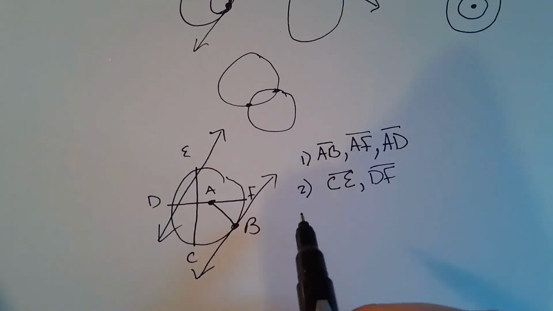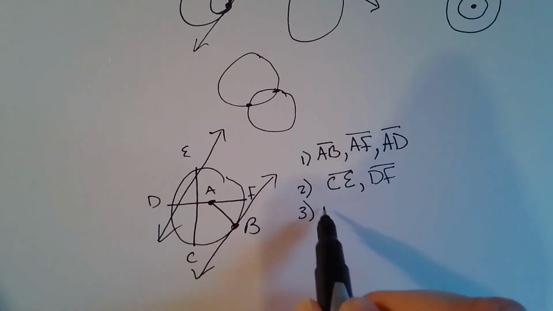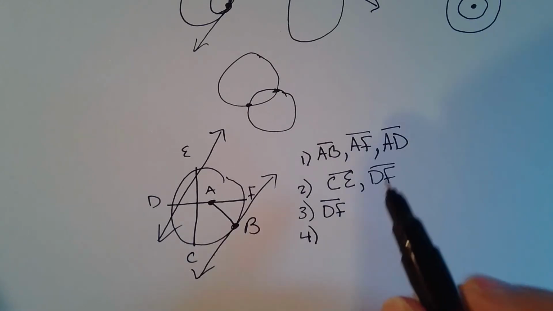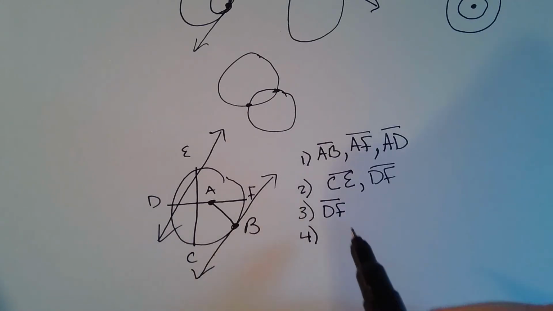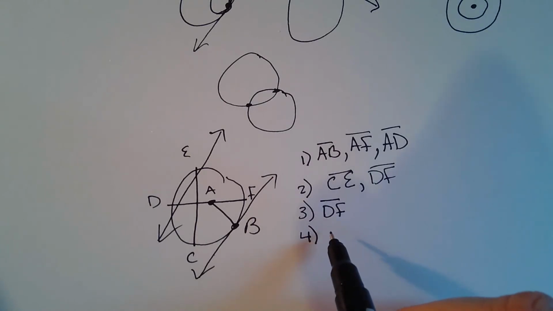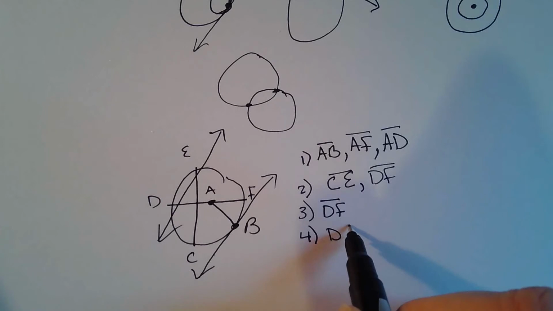Number three is the diameter, which is DF. We know that one. Number four, name a secant. Now, a secant is the line that cuts through the circle. In other words, it has 2 points of intersection. So that is going to be DE, and you're going to make it with the line symbol above it.